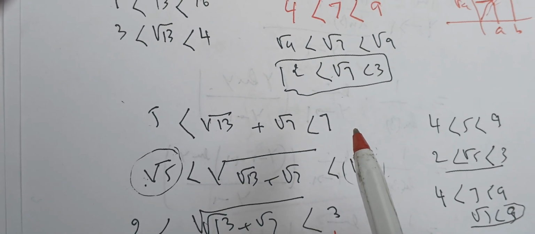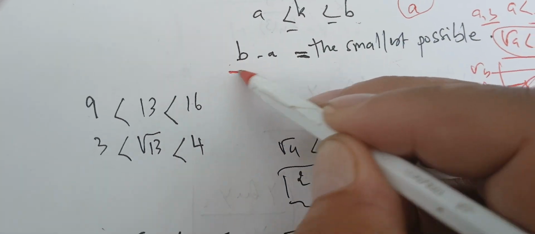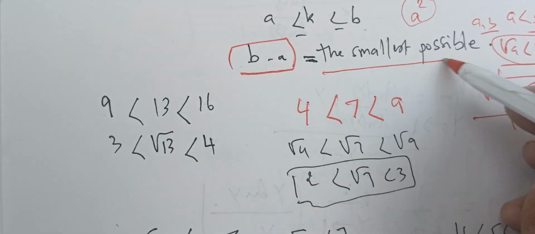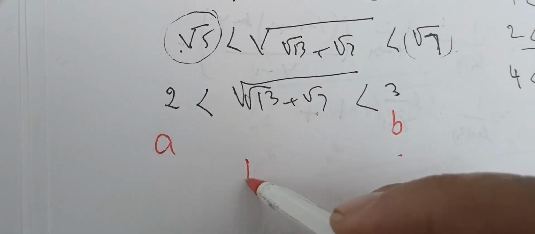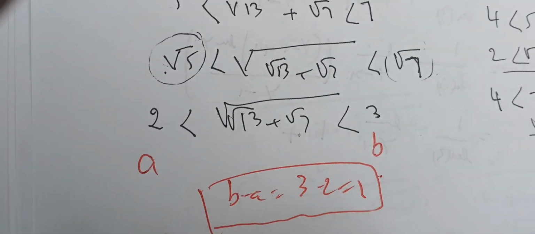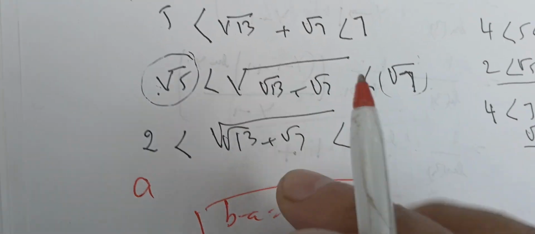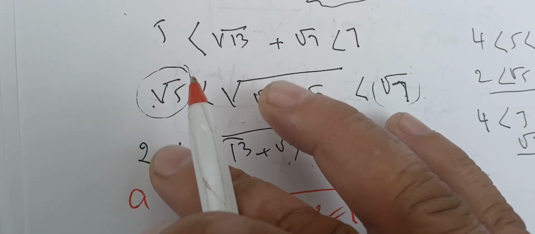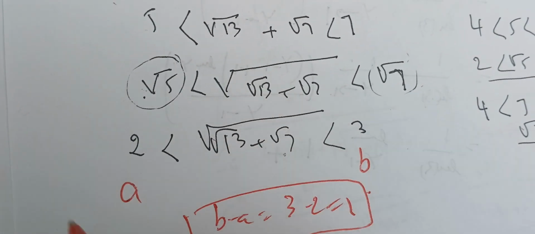The last thing that we need to check is that b minus a must be the smallest possible. If we take b minus a, that's 3 minus 2, that's 1. This is the best that we can do using integers. This is the best way of bracketing this number using integers.